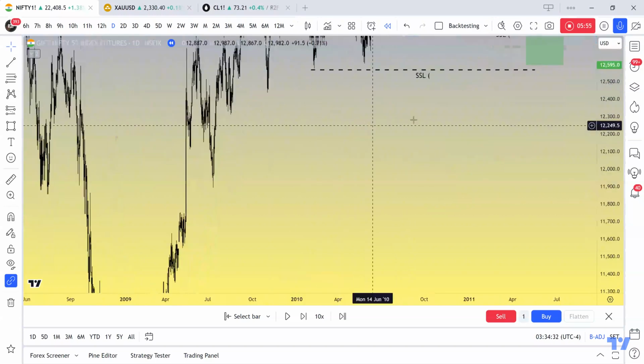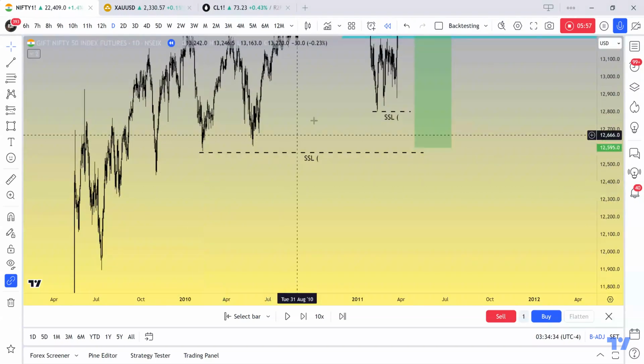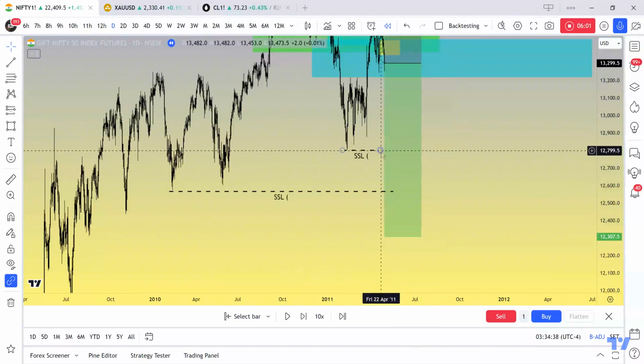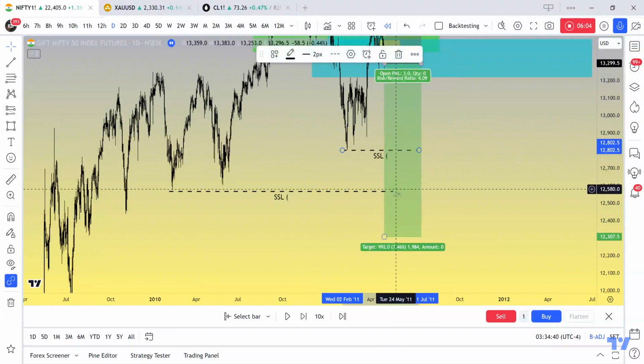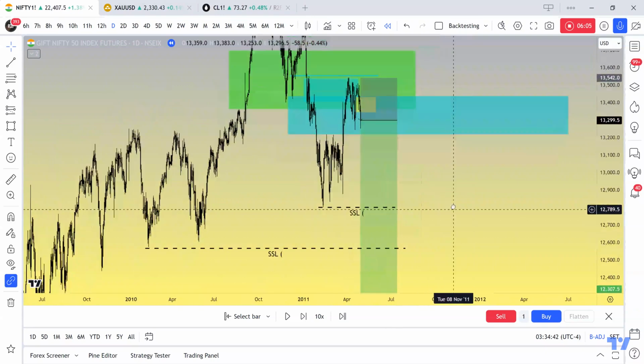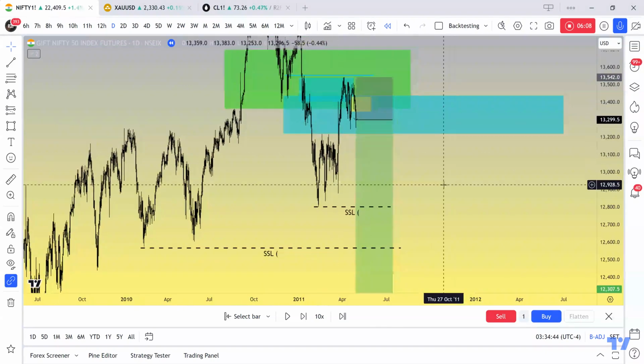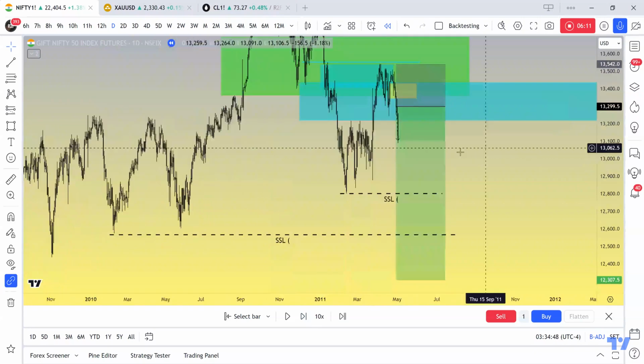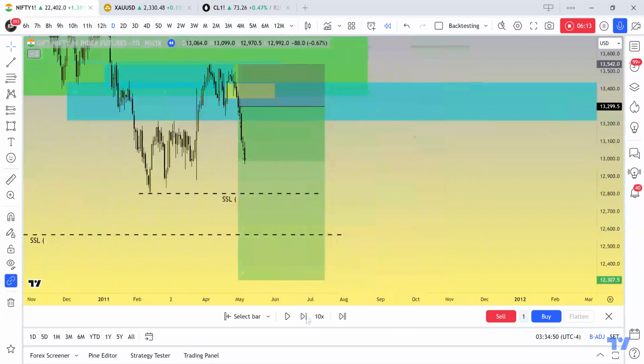Down here, back into a discount. We can target pretty low, but let's say we take profits at all these lows. Unless we bounce here and we get stopped out, in that case, fine. No problemo.